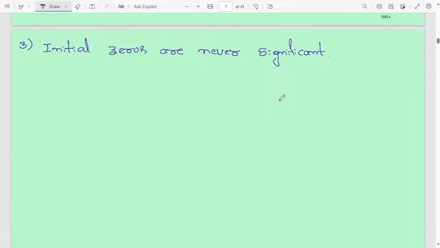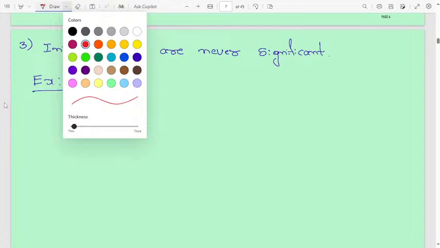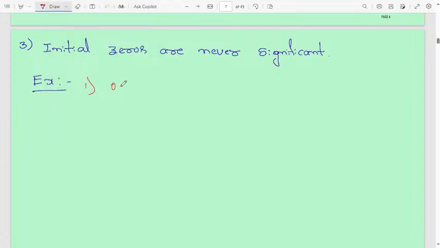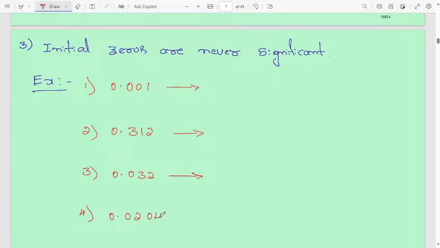Initial zeros are never significant. I will explain with examples. For example, 0.001. Next, the second example, 0.312. Then the third example, 0.032. The fourth example, 0.0204. Then here, initial zeros.